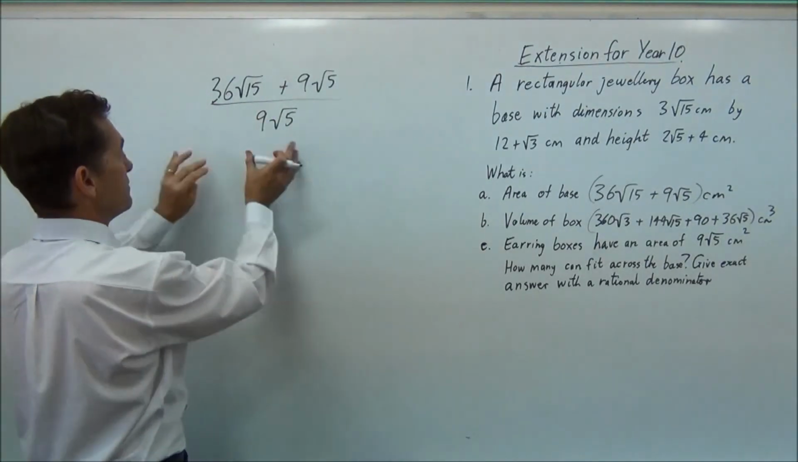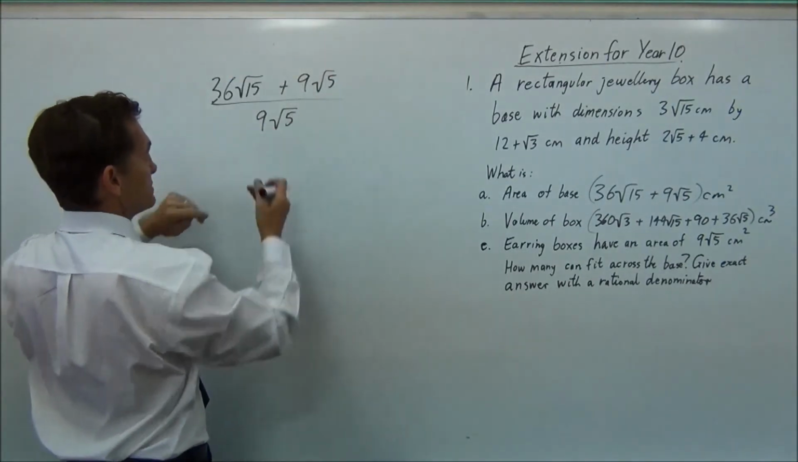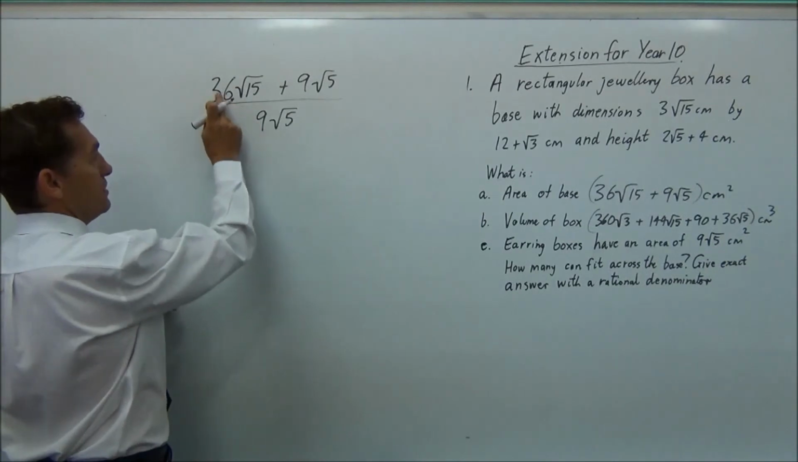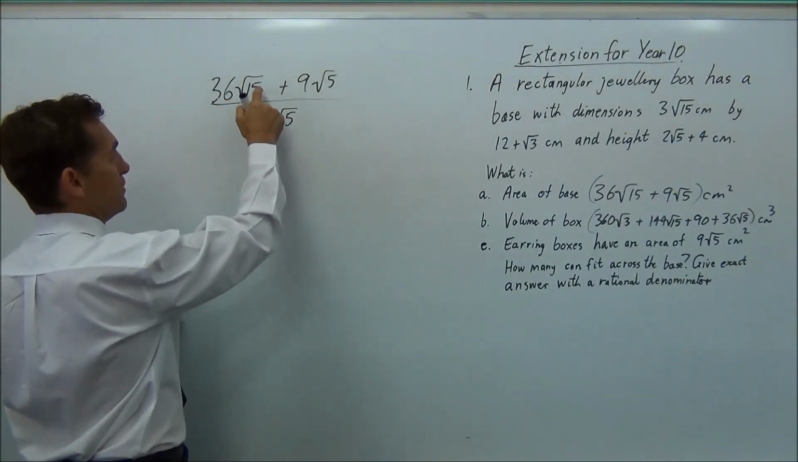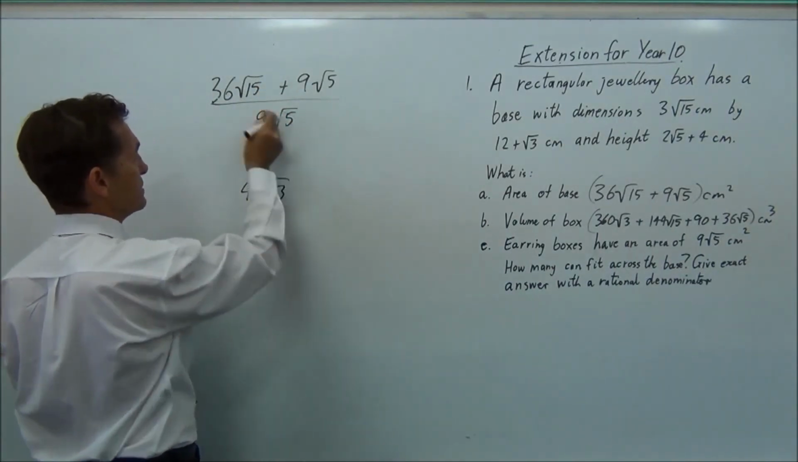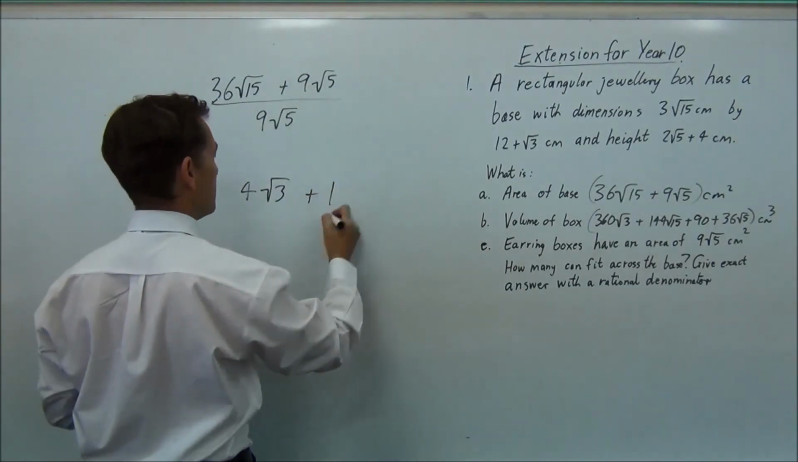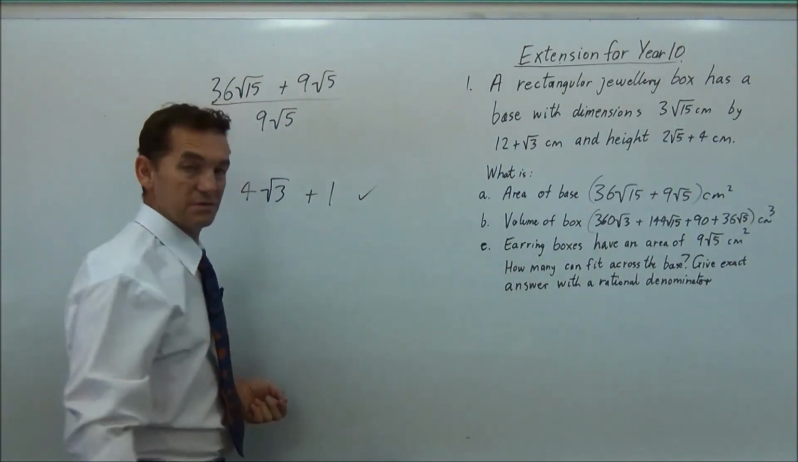You could split this up if you wanted to and say, well, I've got this plus this over a fraction. Well, obviously that's going to be 1. So let's do it as one big thing. So 36 divided by 9 is 4. 15 divided by 5 is 3. Okay, so that wipes that out. This divided by this is 1. The rational denominator is 1, so that's it. You're done.